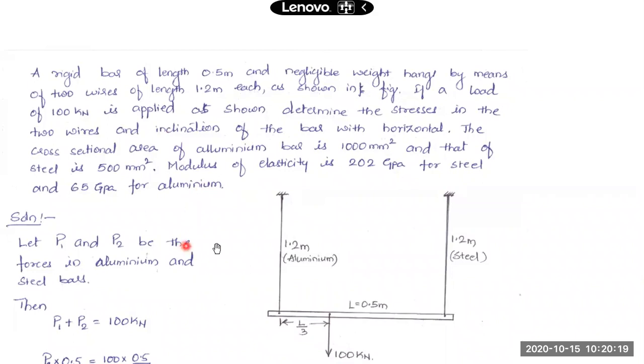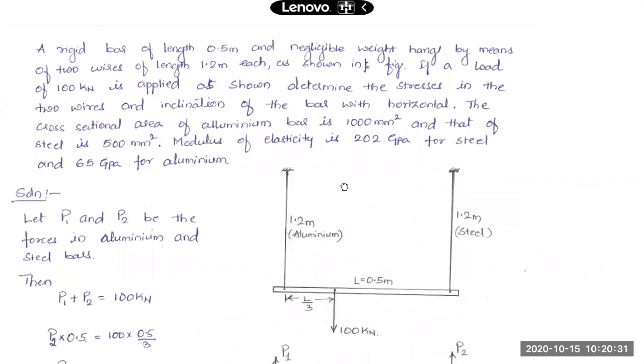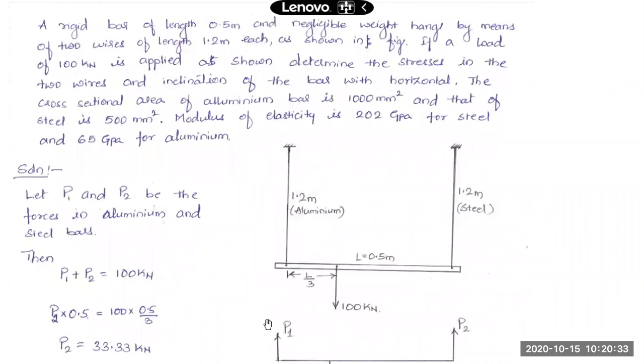Okay. So now in this case, the two wires or the two rods are attached to this bar. This bar is of 0.5 meter length and it is suspended, or hanging, by means of two wires which are attached to it at the two ends. One is of aluminum, another is of steel. The length of both wires is 1.2 meters.